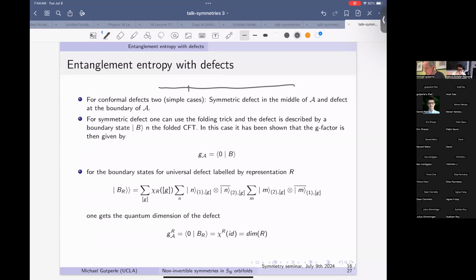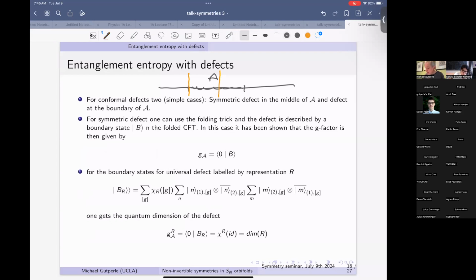So basically, if I take this as the interval A, and if I go back to conformal defects, there are two cases which I can calculate simply. The first one is if I insert the defect symmetrically in the middle of this interval, that would be the symmetric defect. The other one would be if I insert it exactly at the boundary of my region A and the complement.